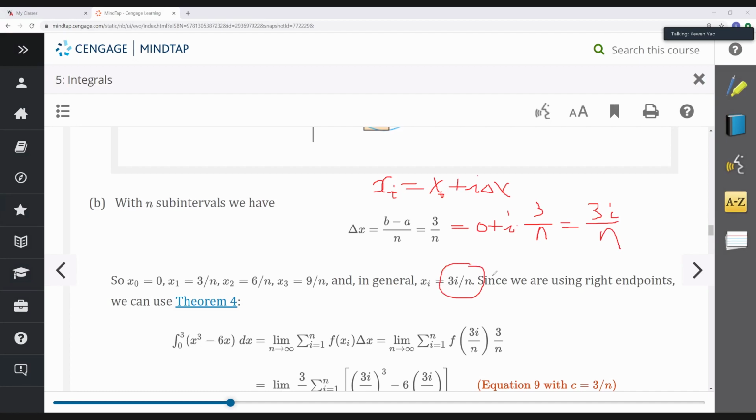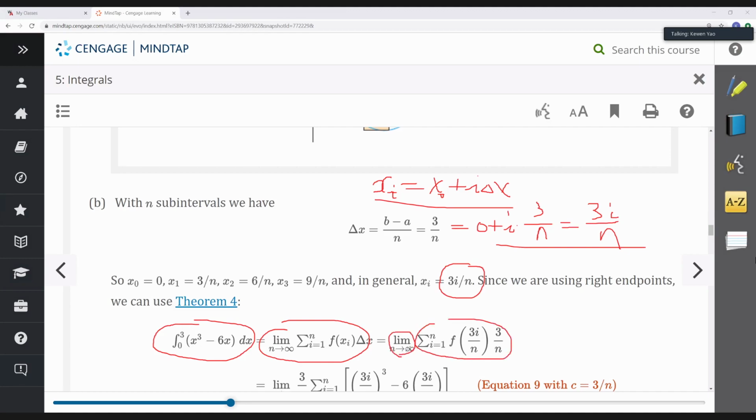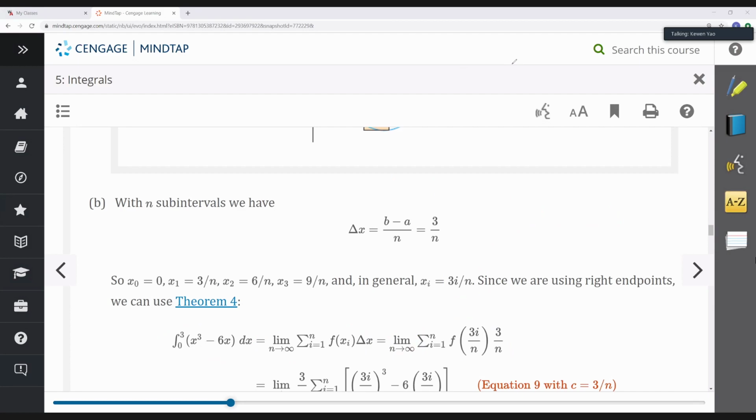Nice, right? We have found that xi equals 3i over n by using the simple formula. Now we use the right endpoints. The limit of this integral is the limit of the Riemann sum: the limit of sigma i from 1 to n of f(xi), where xi is 3i over n, and delta x is 3 over n. Now you have to evaluate this sigma and then calculate the limit. Now it becomes pure algebra. Let's do it step by step, okay?